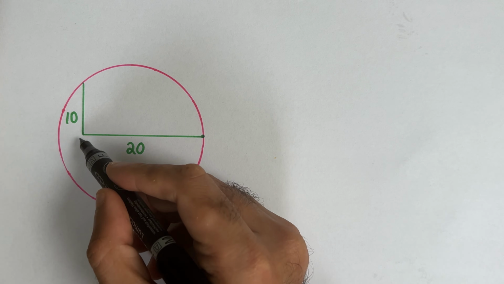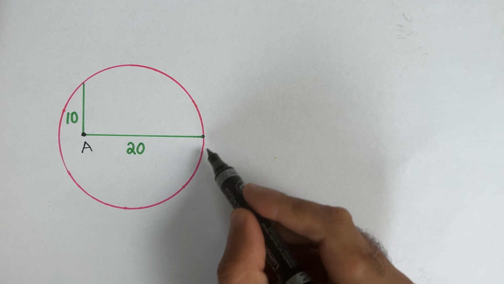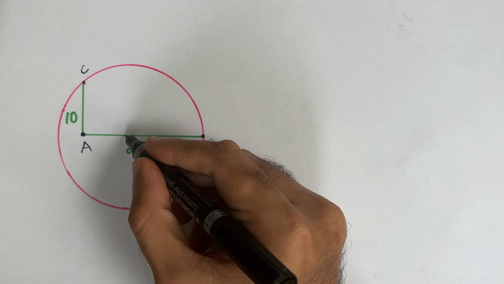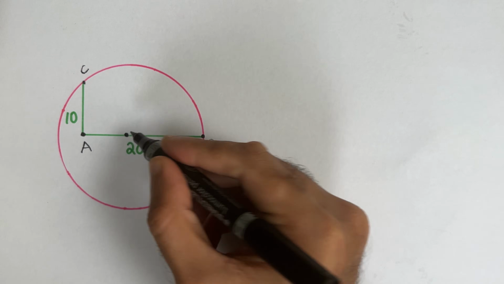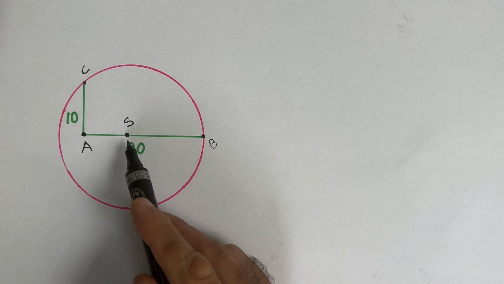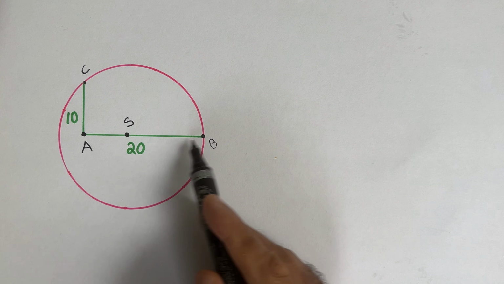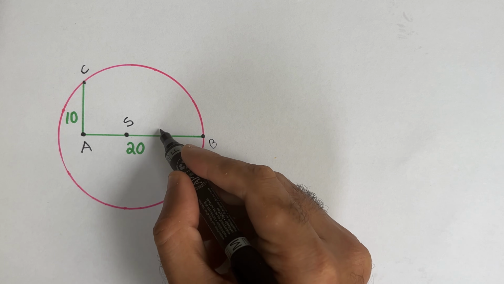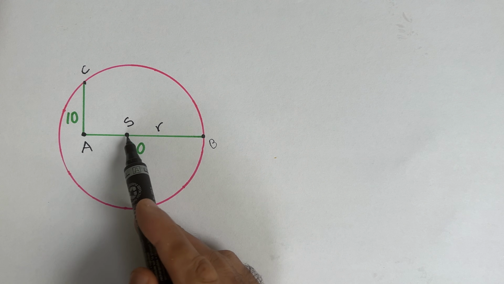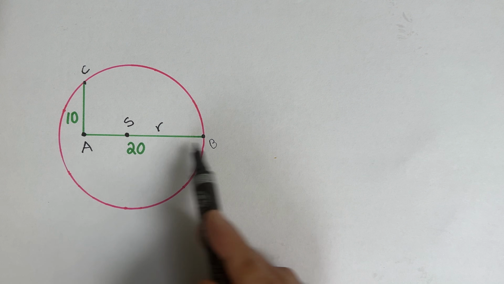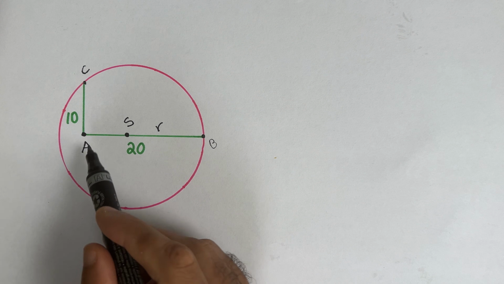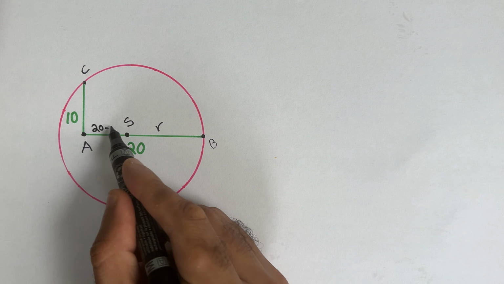Let's call this point here A, and let's call this point B. And here is the center. Let's say somewhere here is the center of our circle. Let's call it S. Now we know that SB needs to be the radius of our circle. So let's call this R. So we know that AS needs to be AB minus the radius. So that means this length here can be written as 20 minus R.